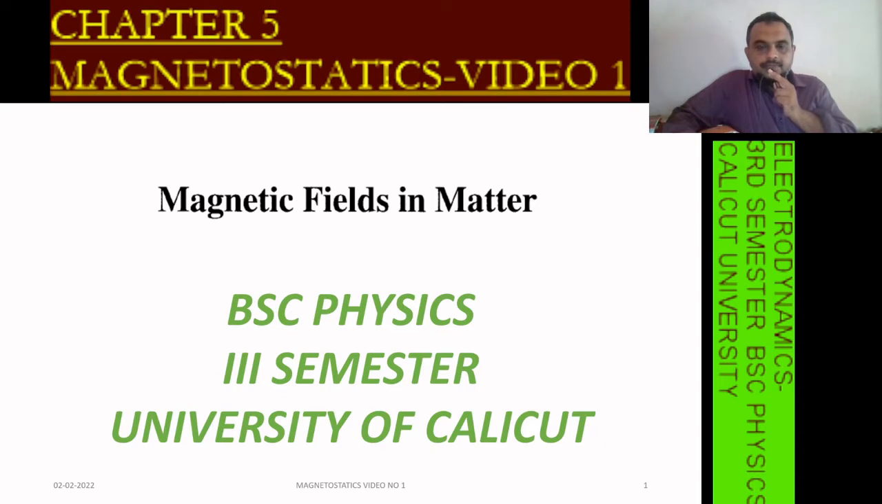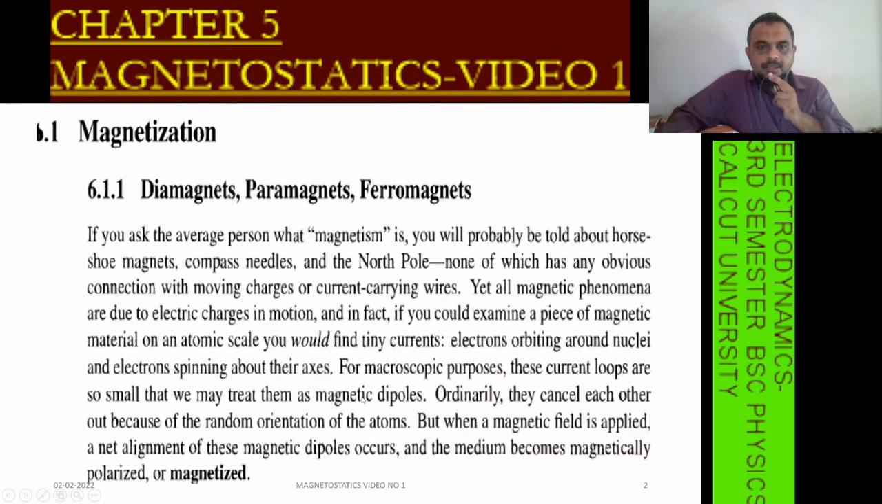In this video, we will study magnetism, the fifth chapter, magnetic fields in matter. This is the first class in the fifth chapter. The reference book is Electrodynamics by Griffiths, chapter 6. Section 6.1 is what we are discussing today in this video. We start with magnetization and diamagnets, paramagnets, ferromagnets.